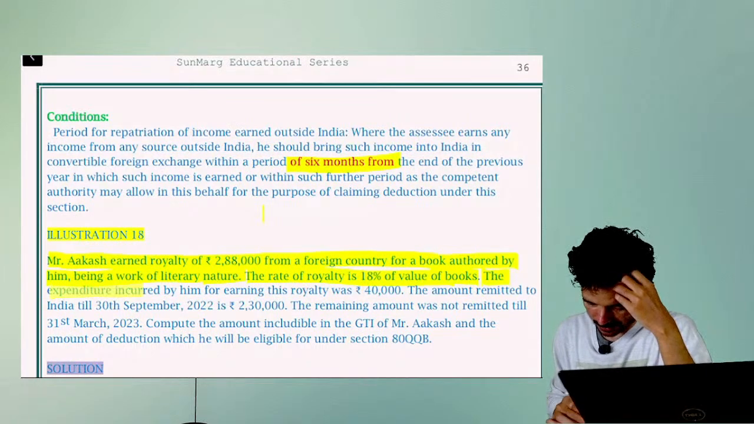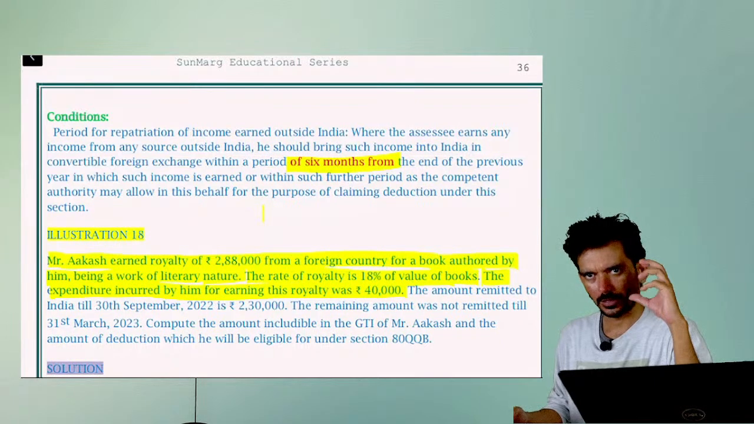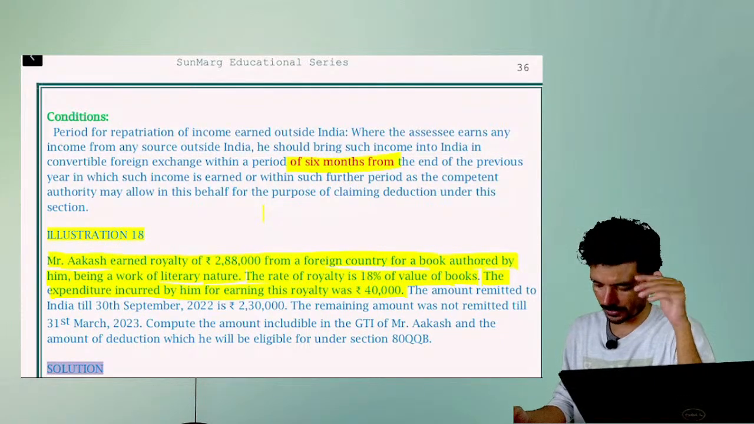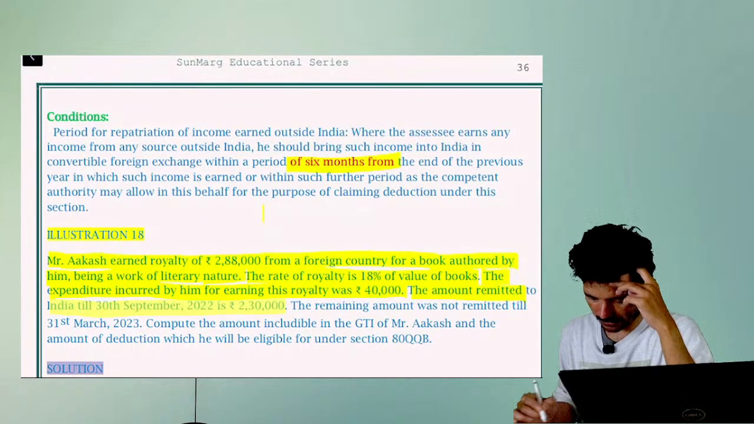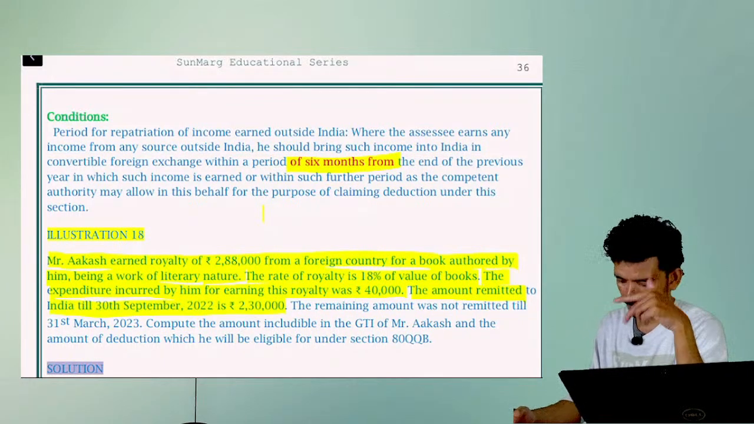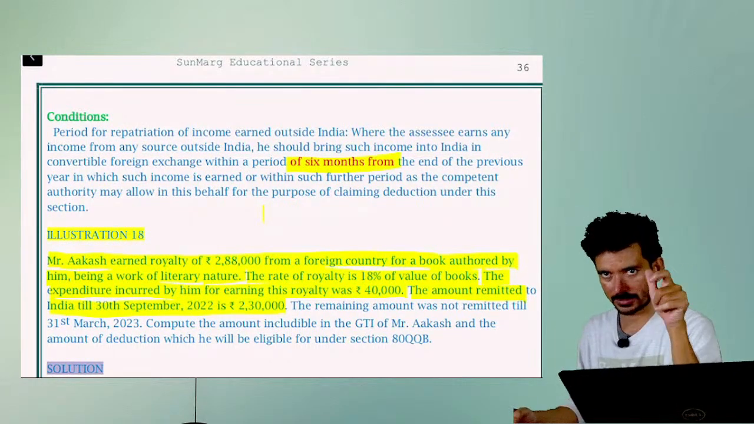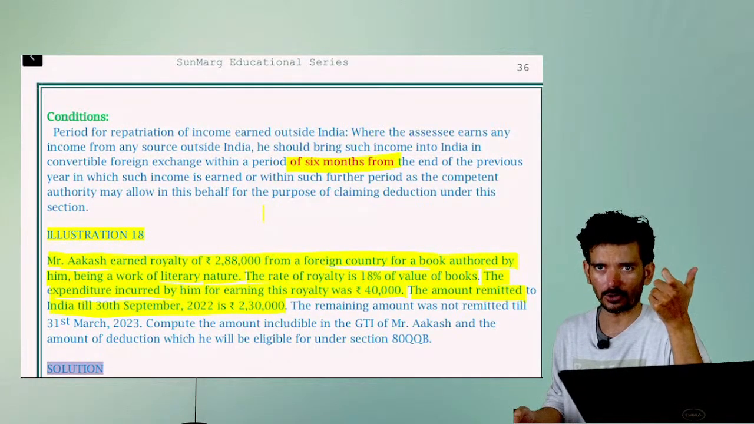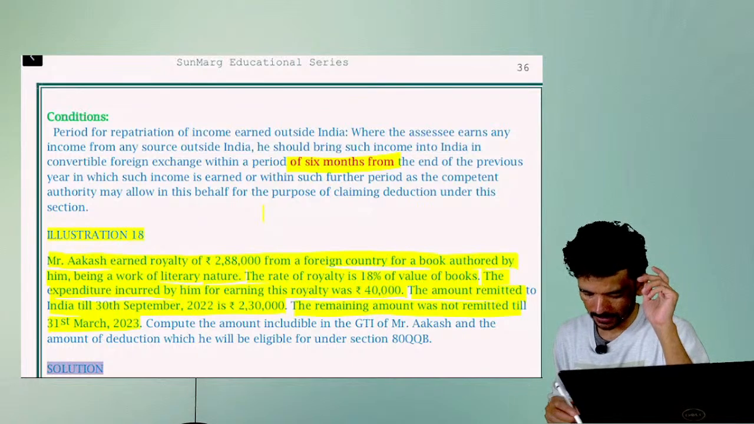The expenditure incurred by him for earning this income is 40,000. So 2,88,000 is the net amount that is received, but he again had to incur 40,000. The amount remitted to India till this date is only 2,30,000. I told you within 6 months he should bring it. So now you check the dates, whether he has brought it to India by that date, like what is the amount that he repatriated to India. The remaining amount was not remitted till 31st March, so he failed that condition.